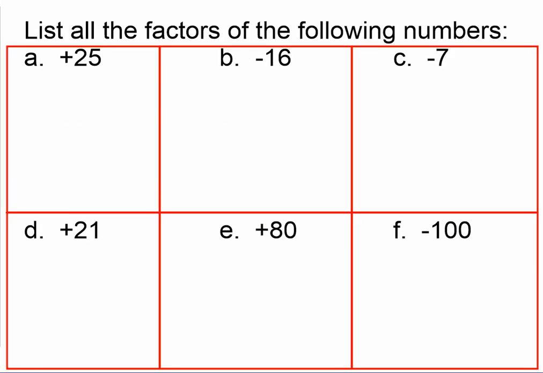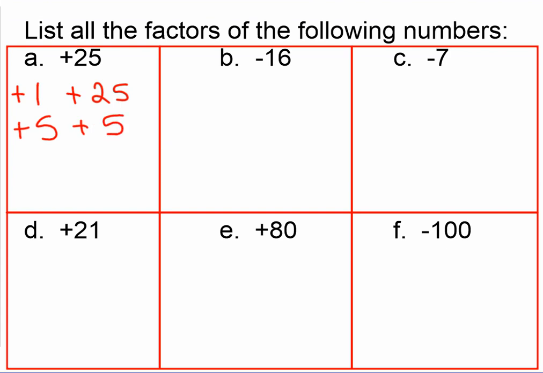So we're going to take a look at this practice first. Letter A, we want to list all the factors. So it's positive, so I know I need to have a positive and a positive. Well, I know 1 and 25. 2 doesn't work. 3 doesn't work. 4 doesn't work. And 5, and of course that would be times +5.